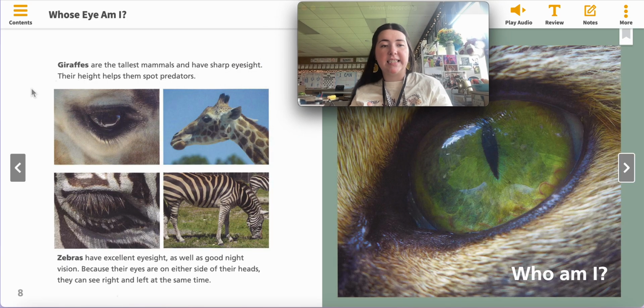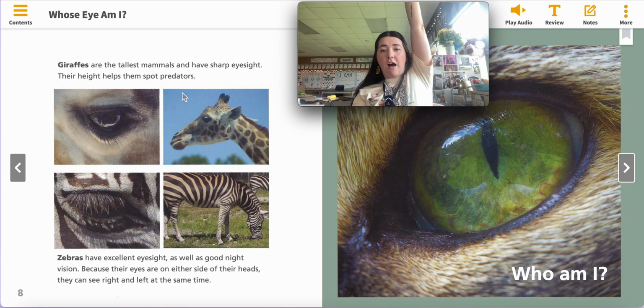This says giraffes are the tallest mammals and have sharp eyesight. Their height helps them spot predators. Zebras have excellent eyesight, as well as good night vision. Because their eyes are on either sides of their heads, they can see right and left at the same time.